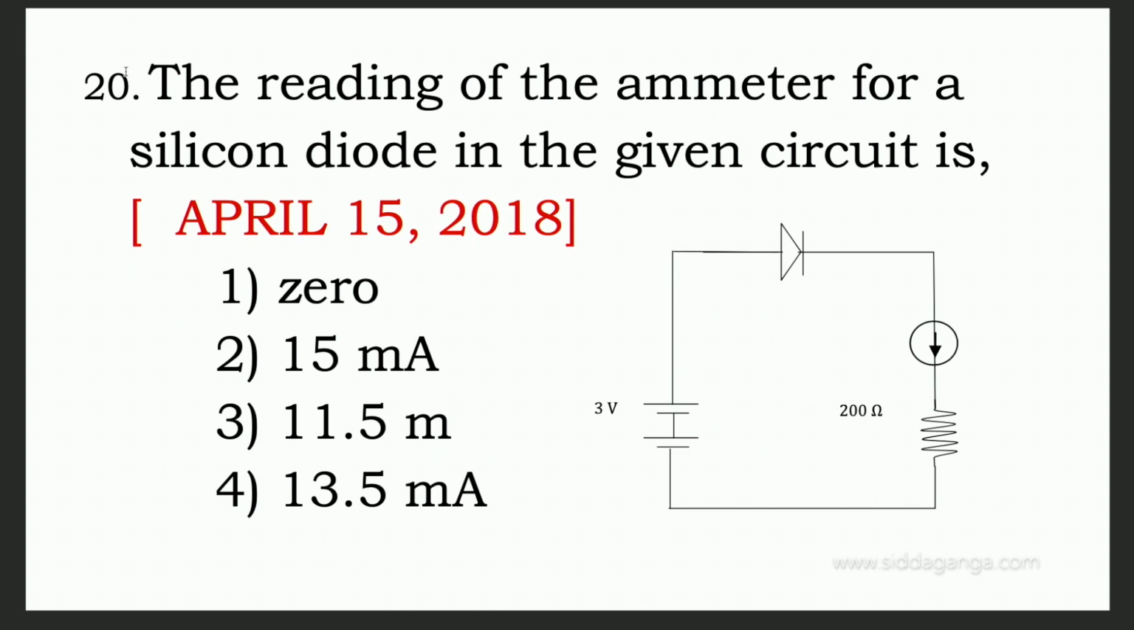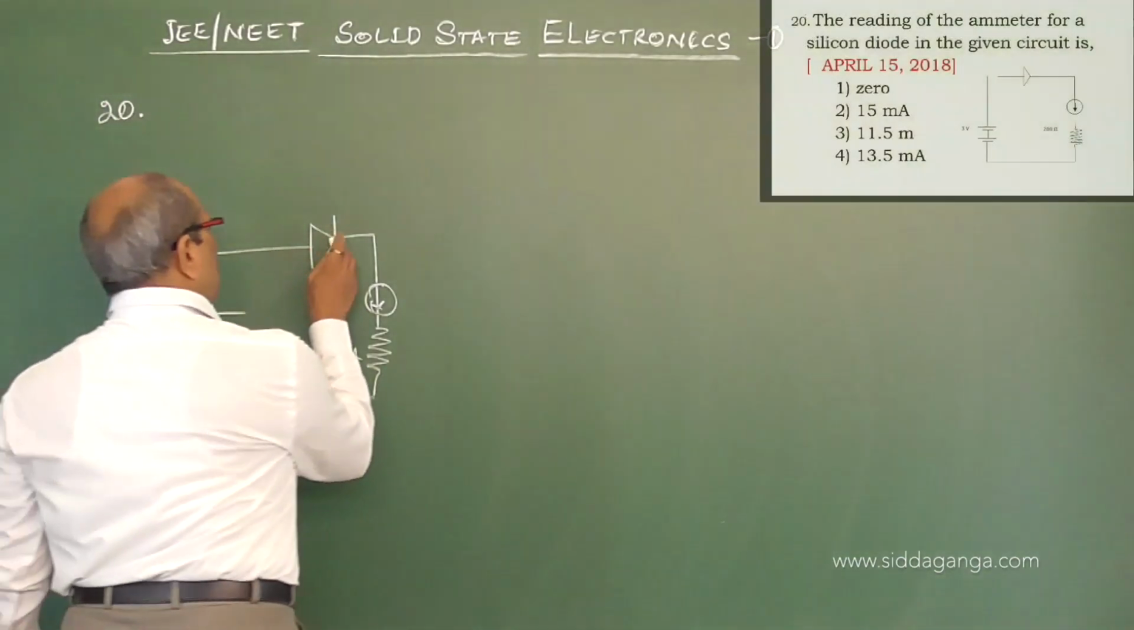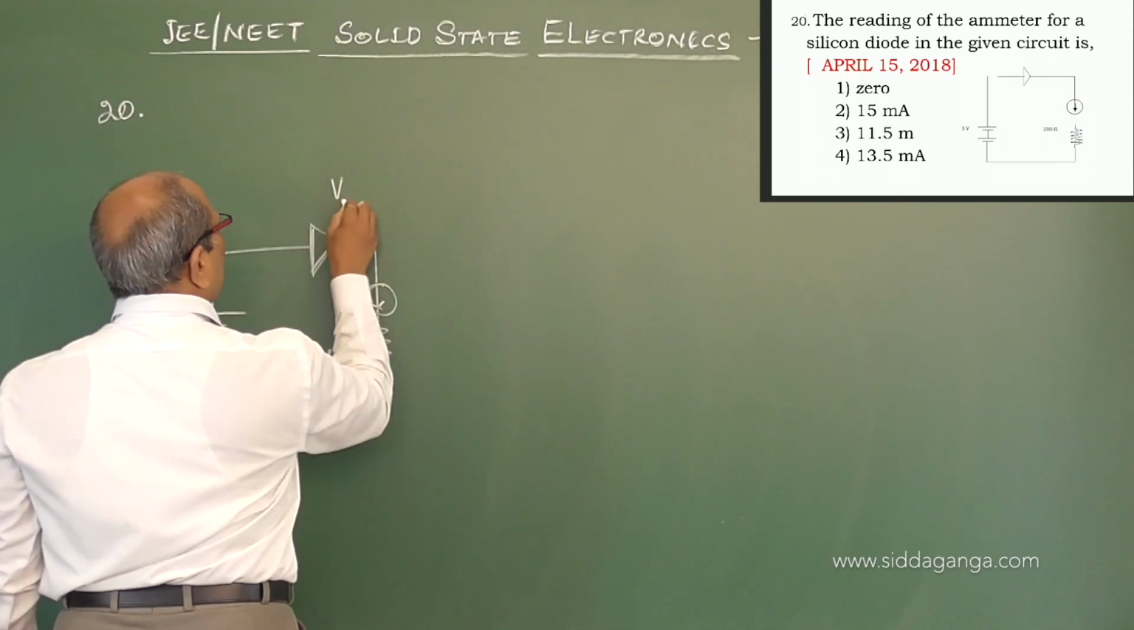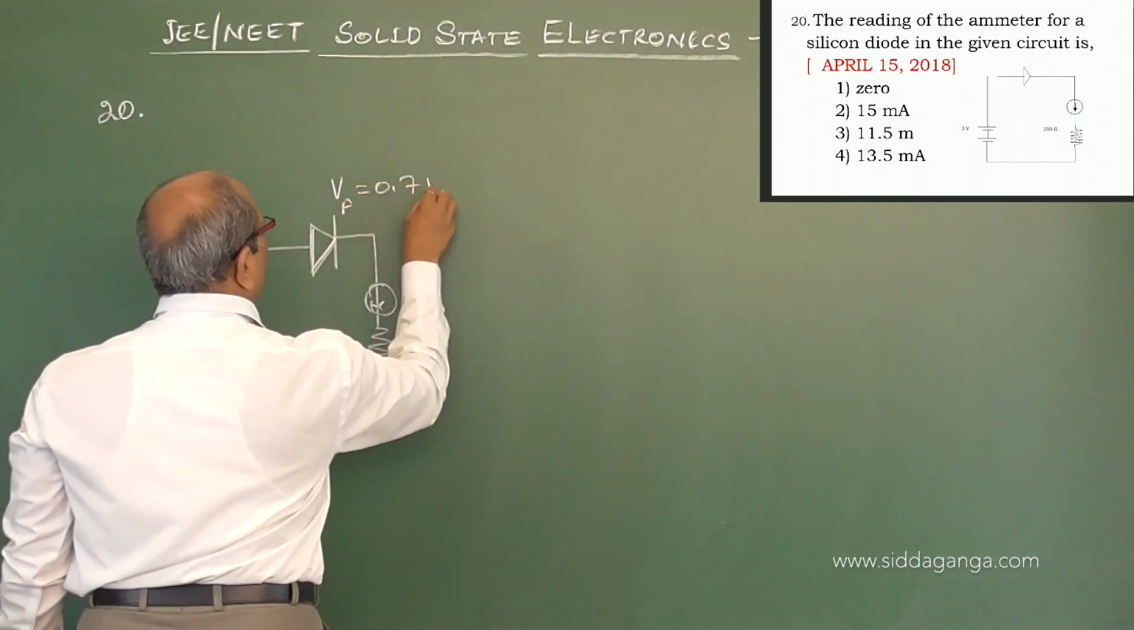So, question number 20. The reading of the ammeter for a silicon diode in the given circuit is... Ammeter means current in the circuit. When you look into the circuit, it contains a diode under forward bias, a resistor, and an ammeter of negligible resistance. 3 volt is supplied, and you have a series resistance of 200 ohm, but it is a silicon diode. The silicon diode knee voltage, the forward biasing voltage, is about 0.7 volt.